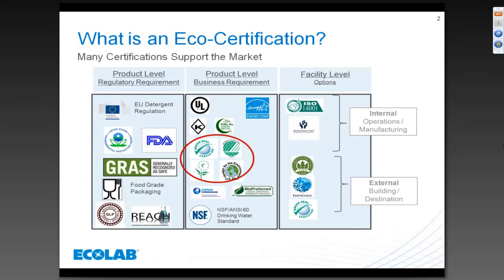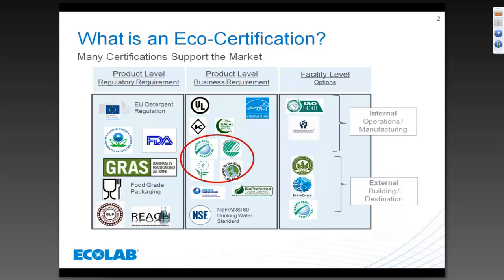This slide shows a landscape divided into three different buckets of certifications that support our businesses. On the far left, you see the product level certifications that are really regulatory requirements, like EPA registered disinfectants and sanitizers, making sure that you're REACH compliant, your ingredients are GRAS approved, etc.